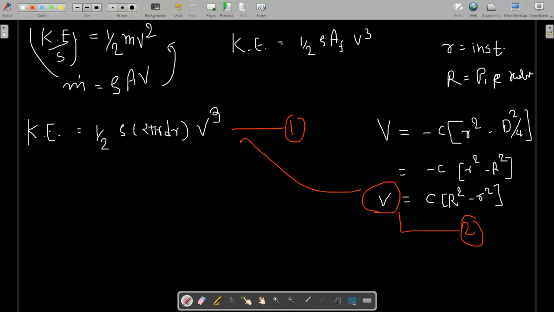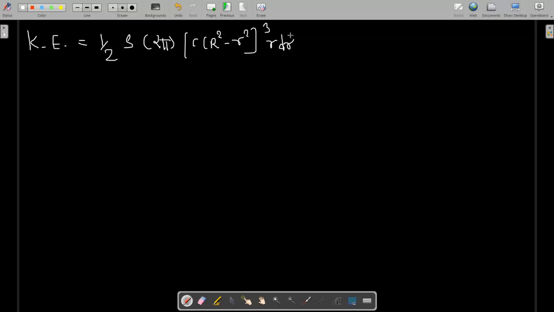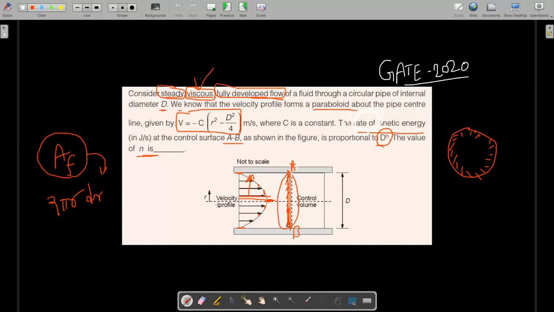Now put the value of v in equation 1. So what you will get as kinetic energy is equal to 1 by 2 rho, 2 pi, and velocity is c into (capital R square minus small r square), this whole power cube, with r dr. 1 by 2 rho, area 2 pi r dr, and this velocity cubed. So the 2 will cancel out, and this profile is from center to capital radius R.